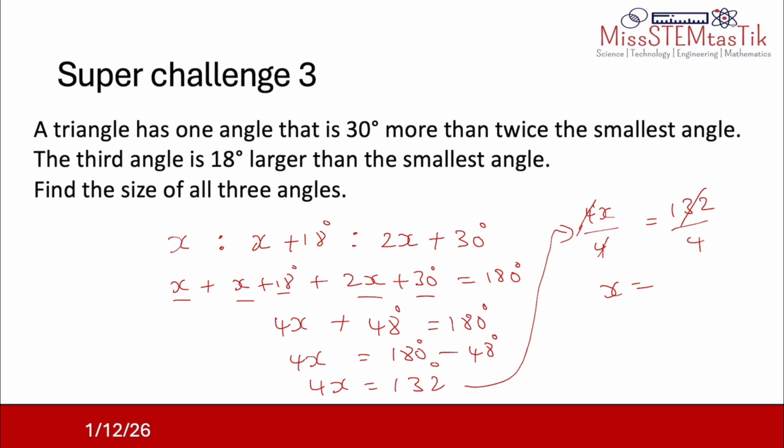And then I'm going to go ahead and check that to make sure that it is correct. So I'm going to substitute 33 in place of x. The first angle is just x, which is 33. The second angle is x plus 18, so 33 plus 18. And the third angle is 2x plus 30, so 2 times 33 is 66 plus 30.